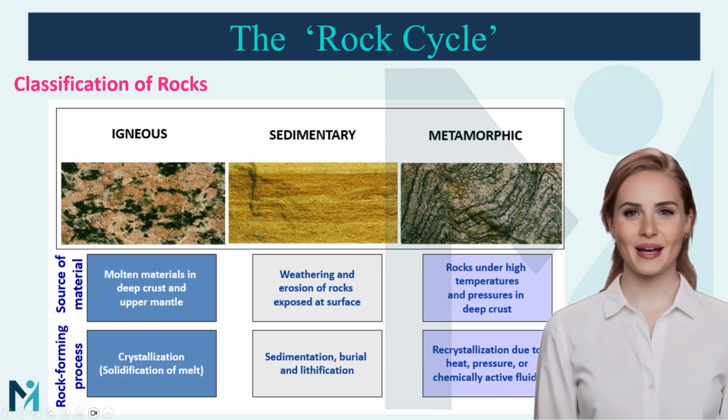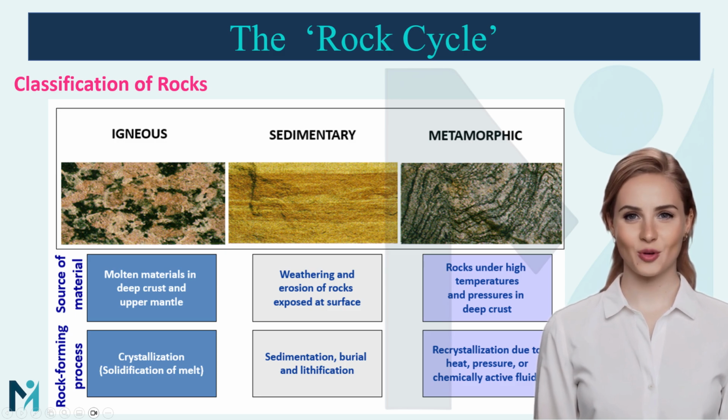Lastly, we come to metamorphic rocks. These form when any existing rock, whether it started as igneous, sedimentary, or even another metamorphic rock, is subjected to high temperatures and pressures. This process transforms the rock's structure and composition. Examples include marble, which comes from limestone, and slate, which comes from shale.